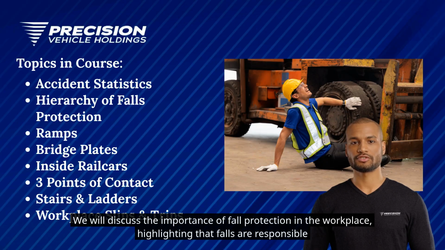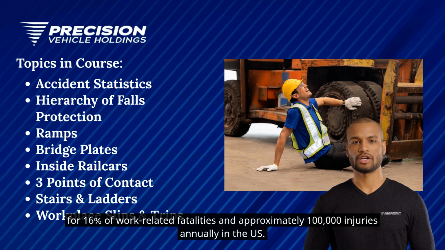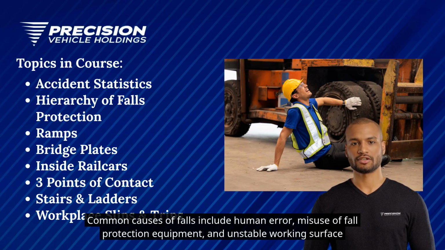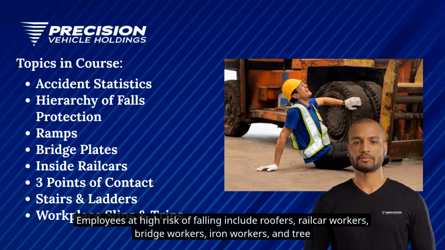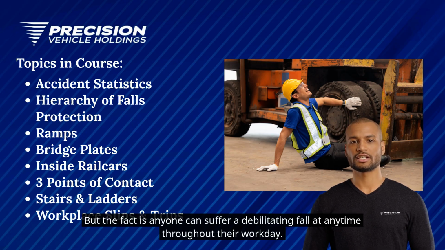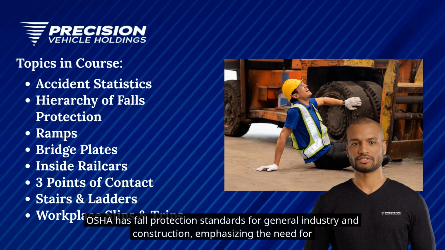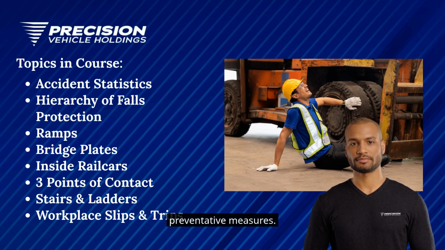We will discuss the importance of fall protection in the workplace, highlighting that falls are responsible for 16% of work-related fatalities and approximately 100,000 injuries annually in the U.S. Common causes of falls include human error, misuse of fall protection equipment, and unstable working surfaces. Employees at high risk of falling include roofers, railcar workers, bridge workers, iron workers, and tree trimmers. But the fact is, anyone can suffer a debilitating fall at any time throughout their workday. OSHA has fall protection standards for general industry and construction, emphasizing the need for preventative measures.